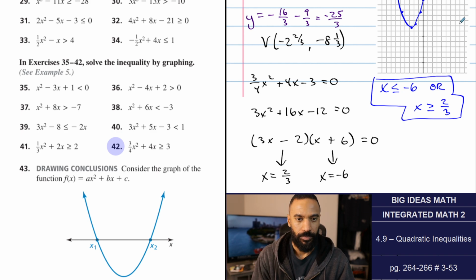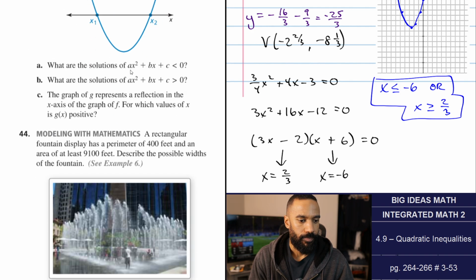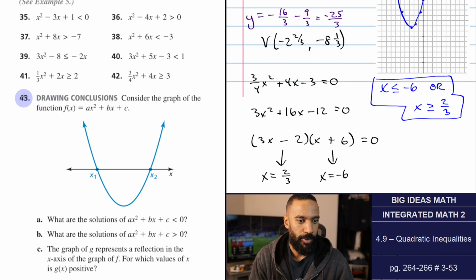All right. Hope I'm good. All right. 42 done. Okay. 43 and 44 on this page. Number 43.